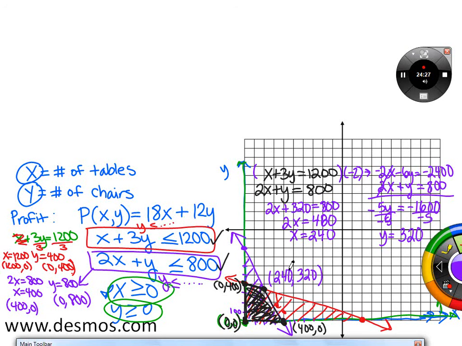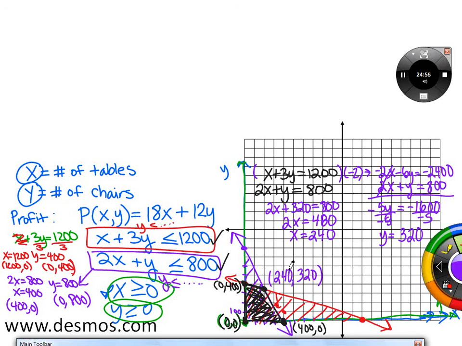All right, so I have 4 options. Okay, my options are 0, 0, which means don't make any tables or any chairs. Another option is 0, 400, which means don't make any tables and make 400 chairs. Another option is 400, 0, which means make 400 tables and no chairs. And then my fourth option is 240, 320, which means make 240 tables and 320 chairs.